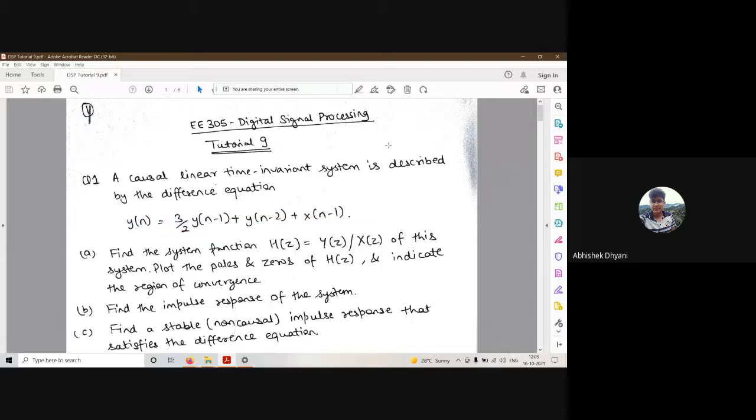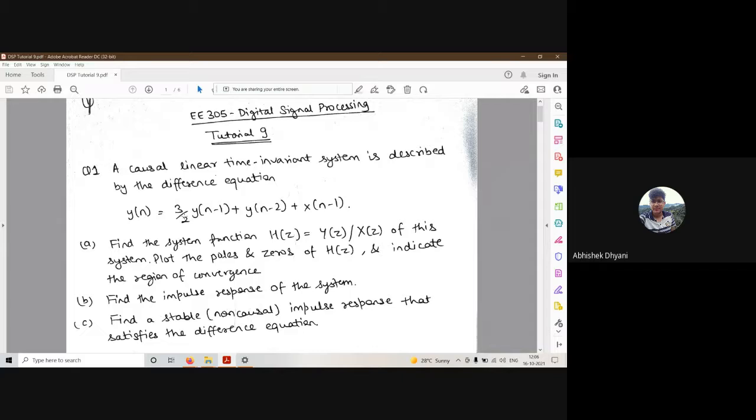And what we have to do is first find the system function H(z), which is Y(z) by X(z), that is the output by input. Then we also have to plot the poles and zeros of H(z) and indicate the region of convergence. We have done this before, I think in the first or second unit, where we basically have to take the z transform.